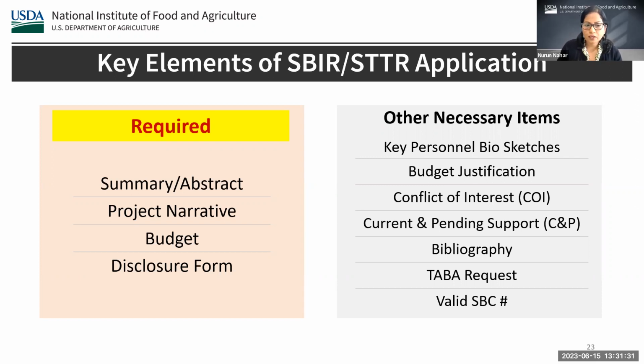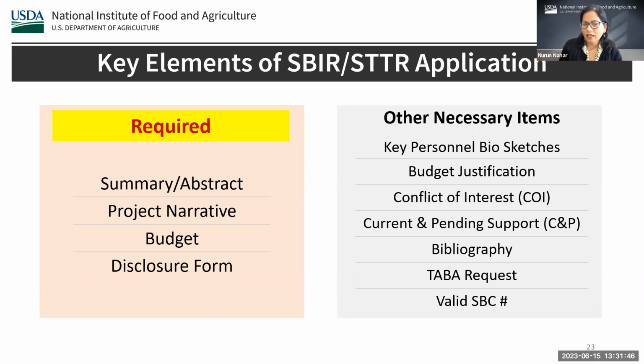So conflict of interest list should be given. Current and pending support for PD and co-PD. Keep in mind, sometimes we do not see that current and pending support. Applicants say that, hey, I do not have any other funding.